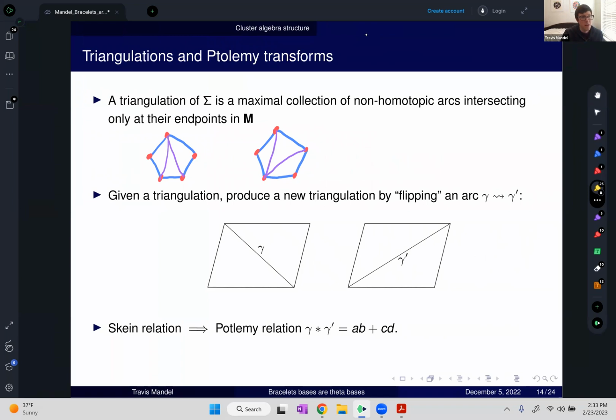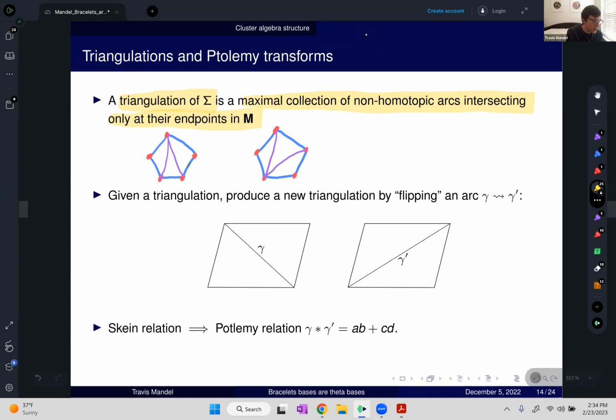So now I need to explain the cluster algebra structure on these things. We need to talk about triangulations. A triangulation of sigma is a maximal collection of non-homotopic arcs which intersect only at their endpoints. Here are a couple of triangulations of a pentagon. You can think of that as a disk with 5 marked points on the boundary. There are 2 interior arcs, and then the 5 boundary arcs, which are just the blue arcs, the boundary segments themselves.